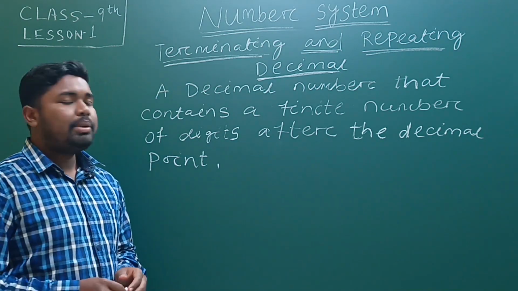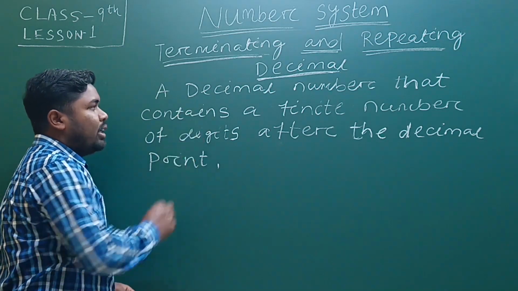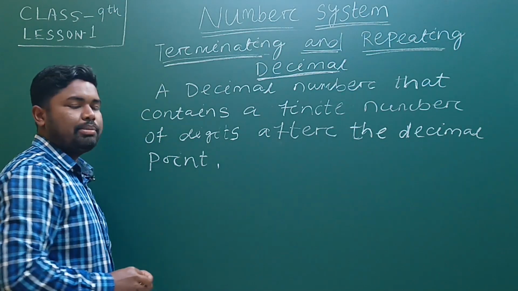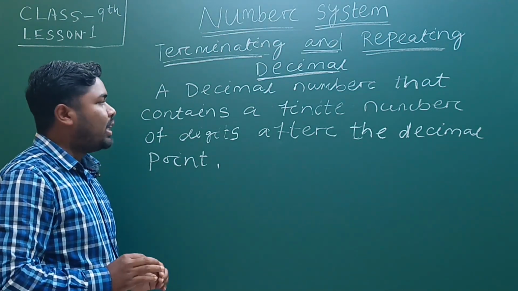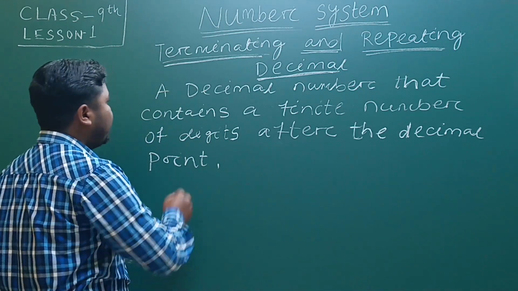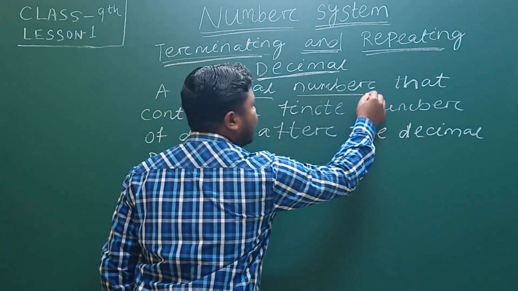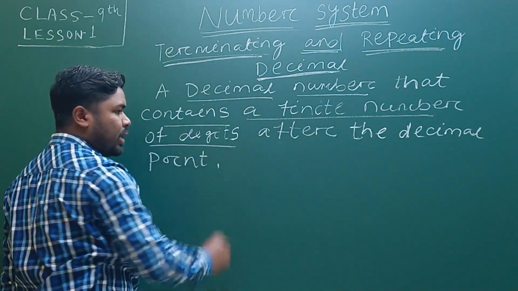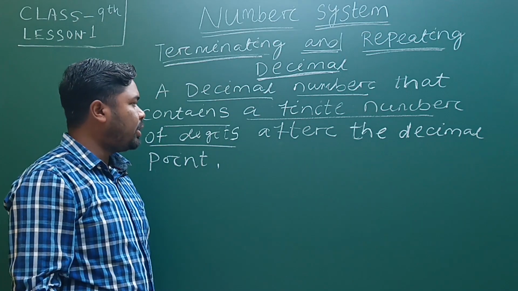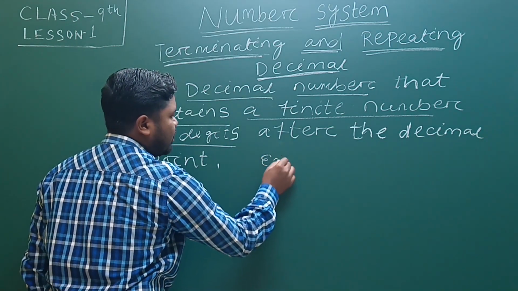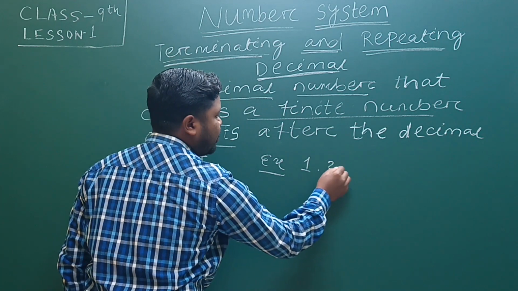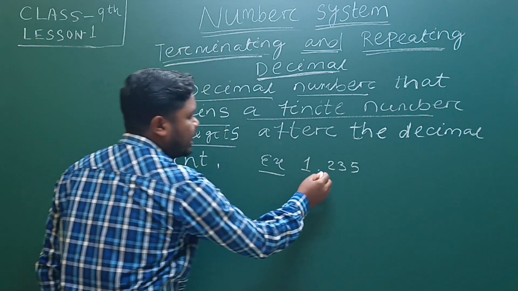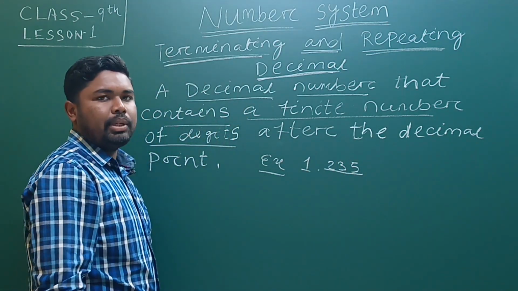So what is a terminating decimal? A decimal number that contains a finite number of digits after the decimal point is called a terminating decimal. What is a finite number of digits? For example, I write 1.235. So this is a finite number of digits after the decimal point. So this is called a terminating decimal.